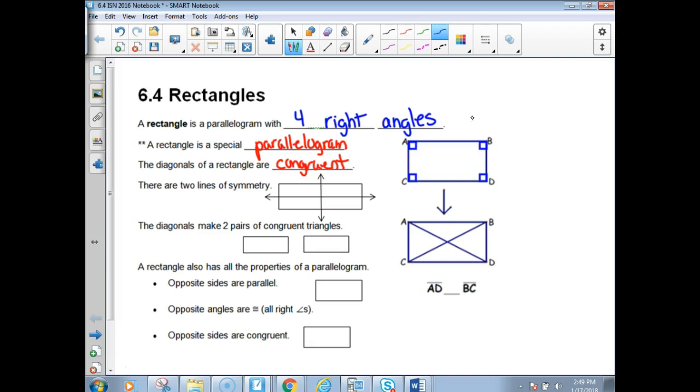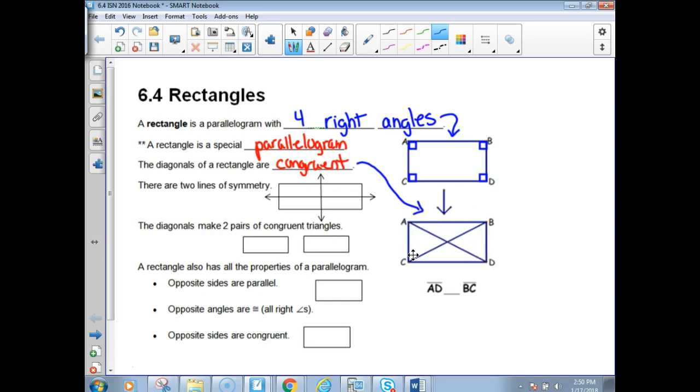So the fact that it has 4 right angles is illustrated right here. And the fact that the diagonals are congruent is illustrated here. And we are going to mark that if the diagonals are congruent, we also know that since it's a parallelogram, what else do those diagonals do to each other? Bisect each other, right? Cut each other in half.